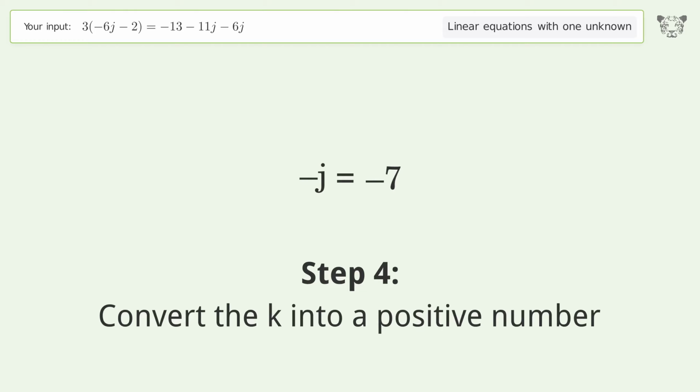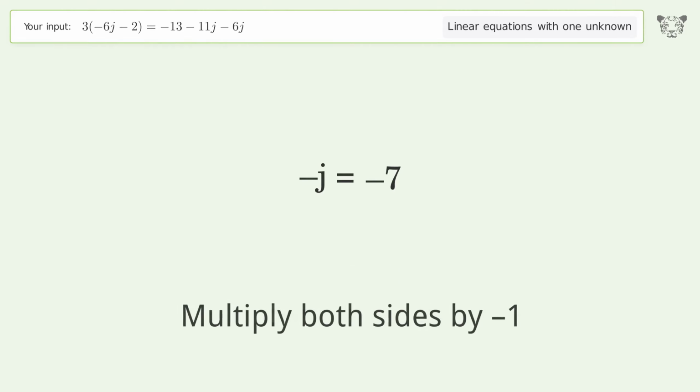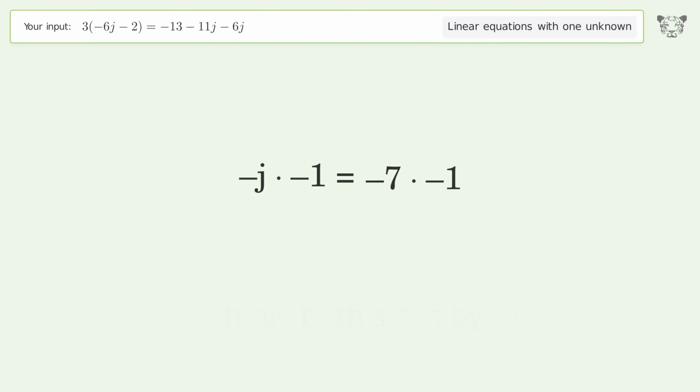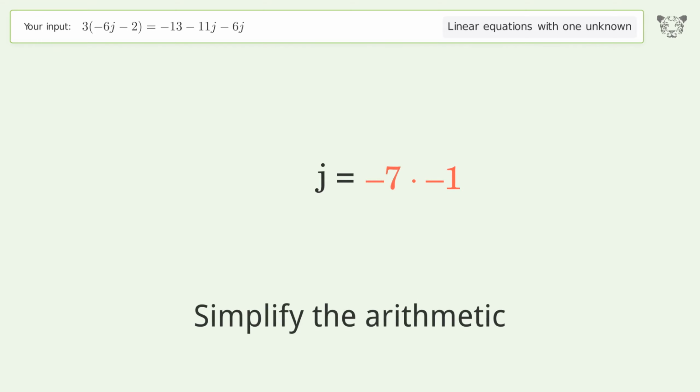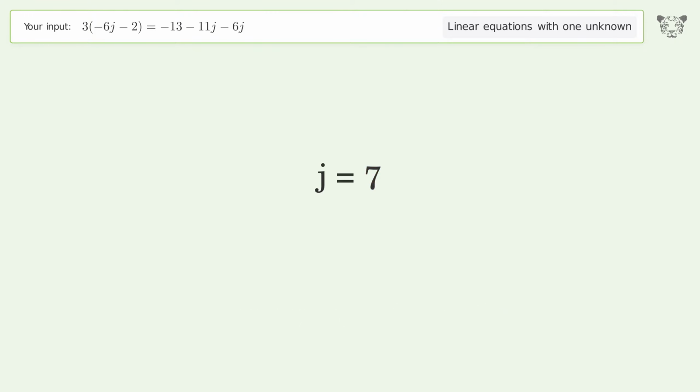Convert the j into a positive number. Multiply both sides by -1. Remove the ones. Simplify the arithmetic. And so the final result is j equals 7.